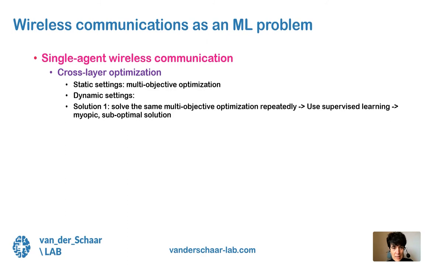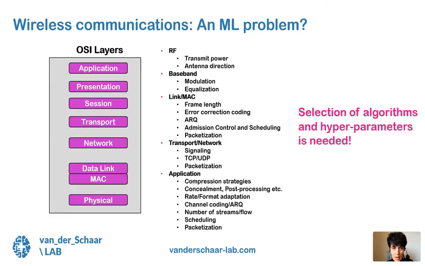Let me now start with a single agent wireless communication setting. So why is wireless communication a problem that requires machine learning? We know that different layers of the protocol stack have different algorithms associated with them. We have multiple algorithms from which we can select, and these algorithms often have their own hyperparameters that need to be optimized for efficient transmission.